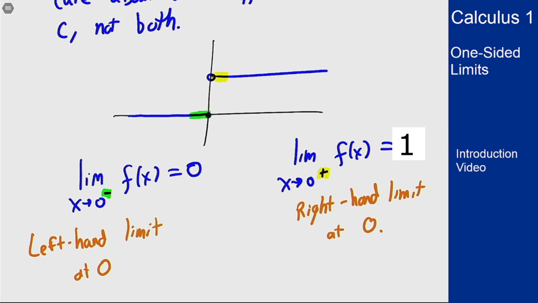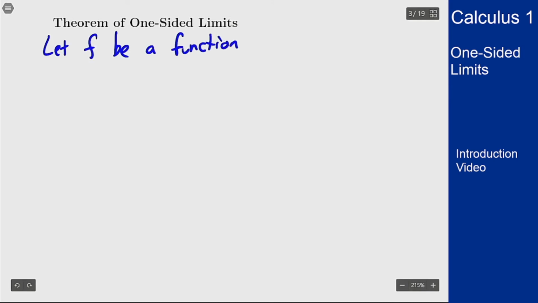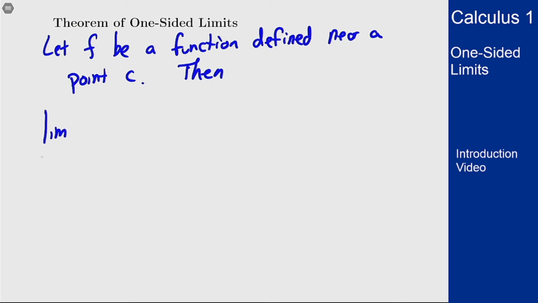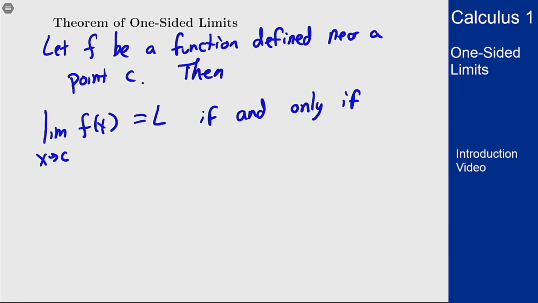And this idea sort of leads us to a theorem about these one-sided limits. And the theorem says the following. It says, let f be a function defined near a point C. Then the limit as x approaches C of f of x equals some number L. And this here is the full limit. This is the case if and only if both the left and right hand limits equal that same value L.